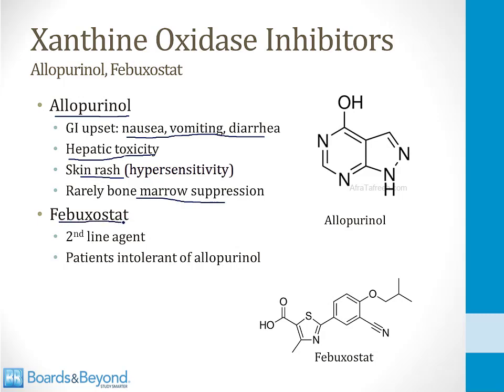Febuxostat is a newer drug. It's more expensive. It's a second-line agent. It's used for patients who are intolerant of allopurinol. Now, febuxostat still has a significant incidence of these side effects. In particular, many patients still develop GI upset. However, because it has a different chemical structure, it's often tried in patients who are intolerant of allopurinol, and there are many patients who can tolerate febuxostat but not allopurinol.